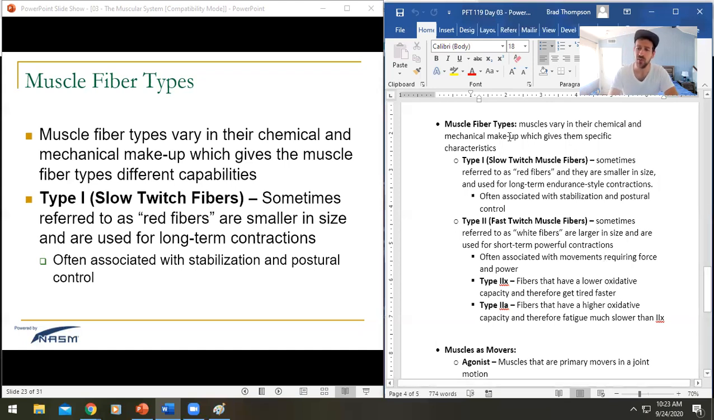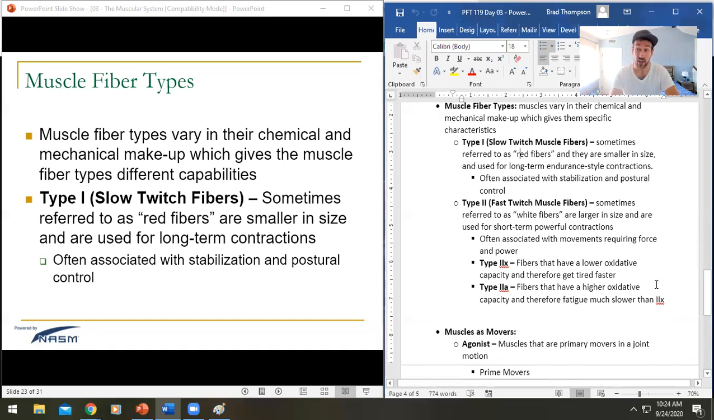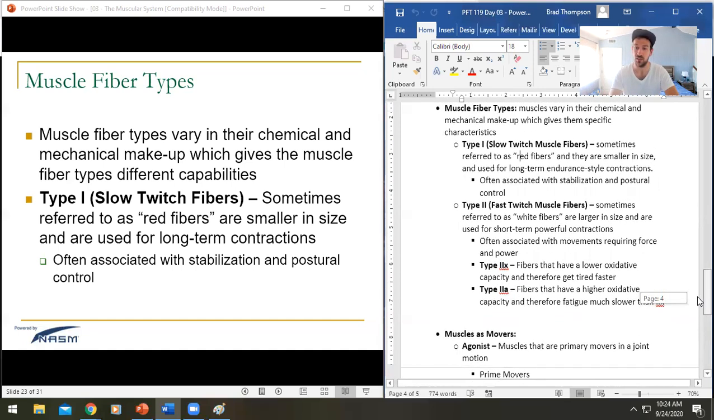So, your muscle fiber types. Muscles vary in terms of their chemical and mechanical physical makeup, and that gives them different characteristics. The two major categories are type 1 and type 2 muscle fibers. Type 1 fibers are sometimes referred to as red fibers because they get lots of blood flow, so they tend to be stained darker red because there's more blood running through them. They are smaller in size generally, and they're used for long-term endurance type contractions.